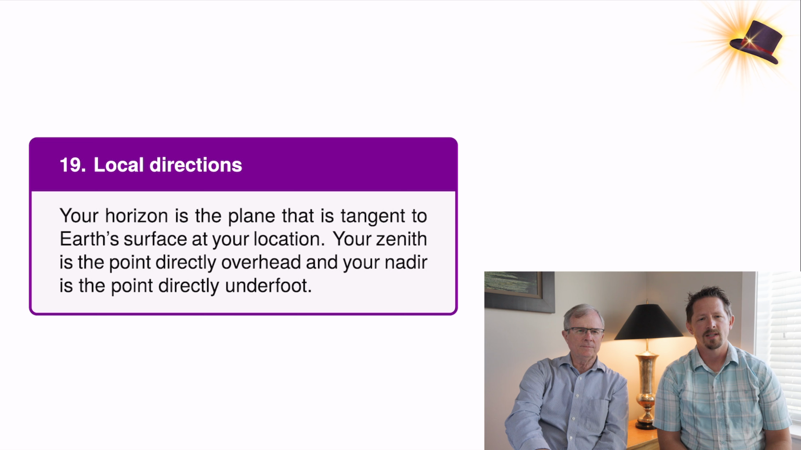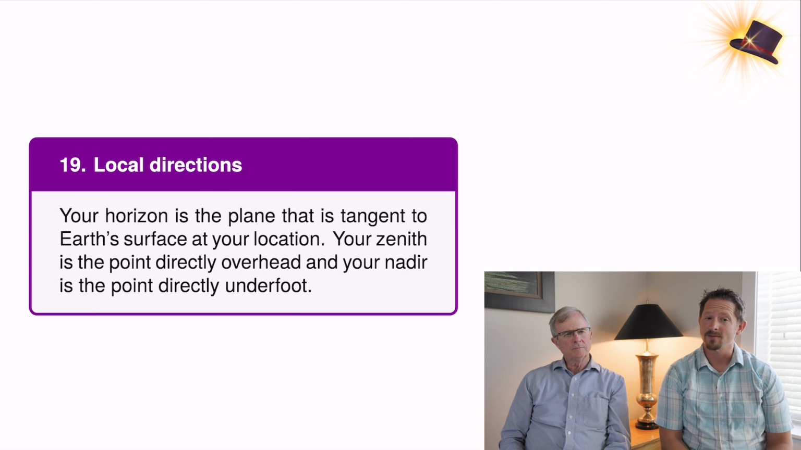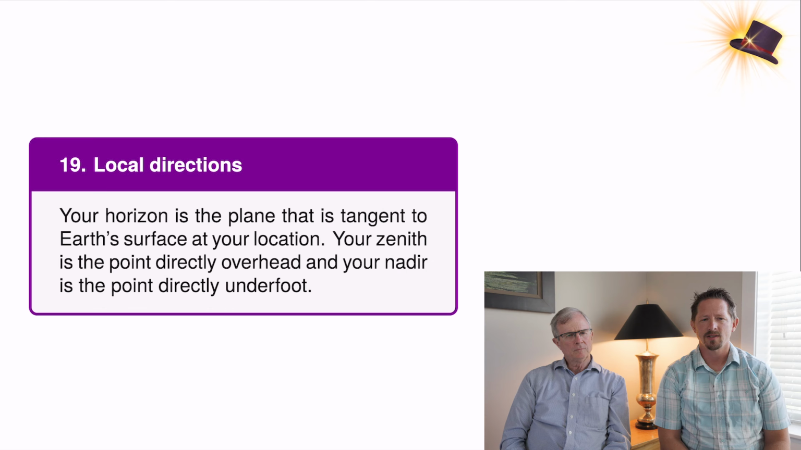All right, Principle 19, local directions. Your horizon is the plane that is tangent to Earth's surface at your location. Your zenith is the point directly overhead, and your nadir is the point directly underfoot.